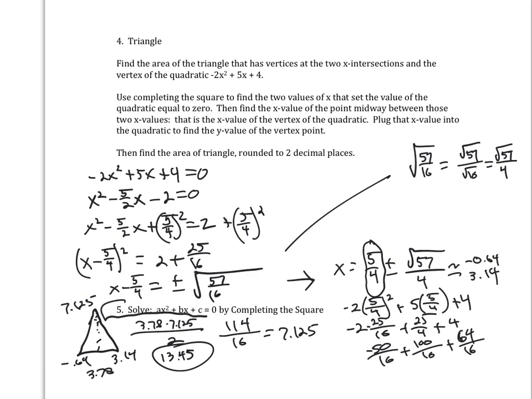Number 5 is just the derivation of the quadratic formula, which I'm not going to do right now.